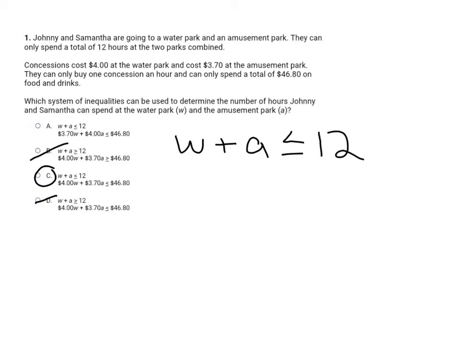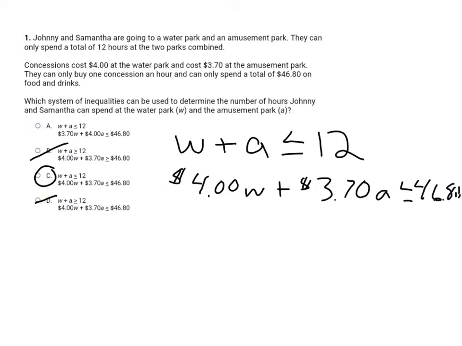But if you want to know how that works, it's the $4, you spend $4 for every hour you're at the water park. So that's why the $4 times how many hours you're at the water park. And you spend $3.70 for each hour you're at the amusement park. So you take that times your hours at the amusement park. And they have $46.80 to spend. So they can spend that much, or they could spend less than that, so that's going to be less than or equal to. And that's where they came up with that equation.